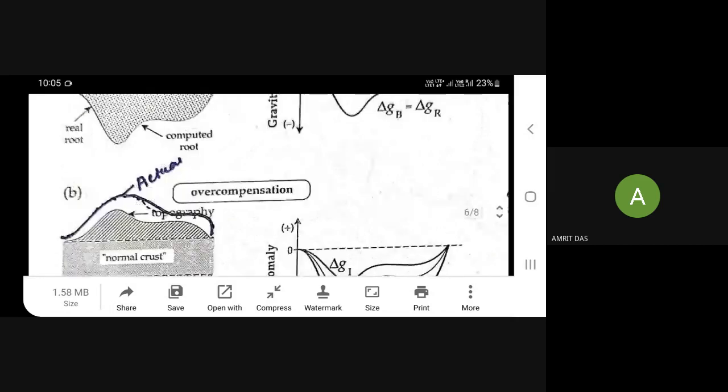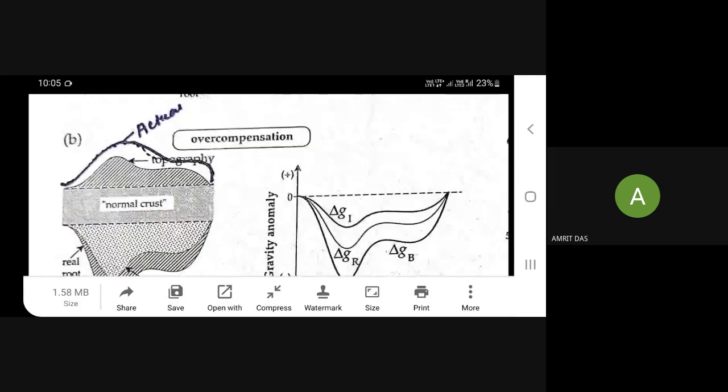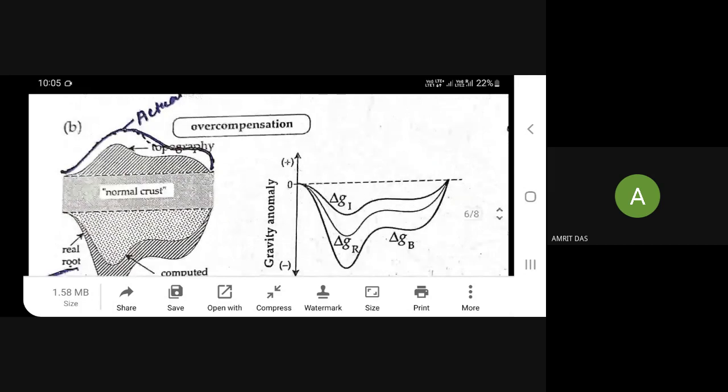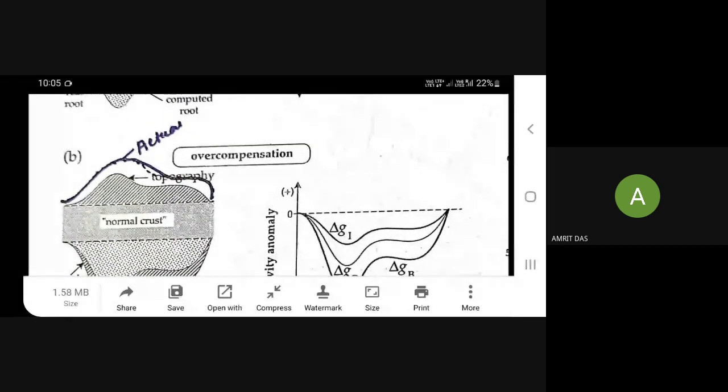In the second case, the overcompensation, you have mass on the top that is less than the mass deficit in the root. Okay, so whatever topography you see here is not actual, because it can be generated because of erosion.